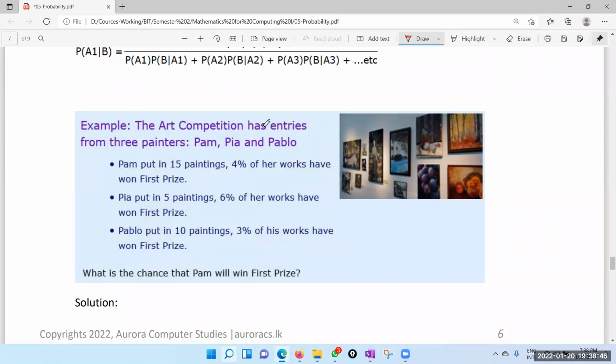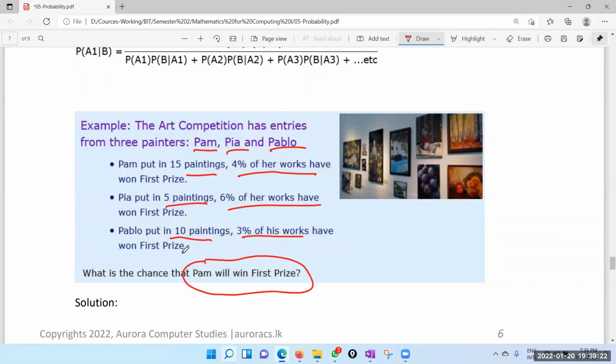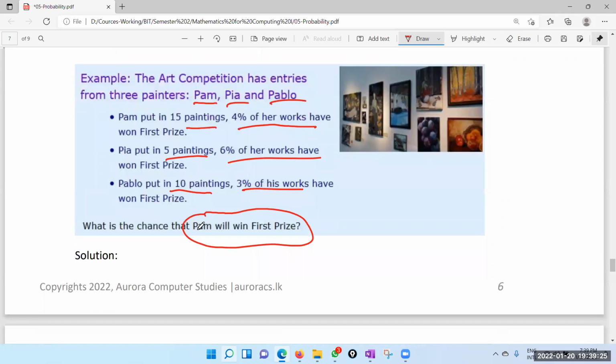Right. The art competition has entries from 3 painters. Pam, whatever, right? Pablo, etc. Pam put in 15 paintings, and 4% of her work has won first prize. The second painter put in 5 paintings, and 6% of her work has won first prize. Pablo has put in 10 paintings, 3% of her work has won first prize. Then what is the chance that Pam will win first prize? What is the chance that Pam gets the first prize?